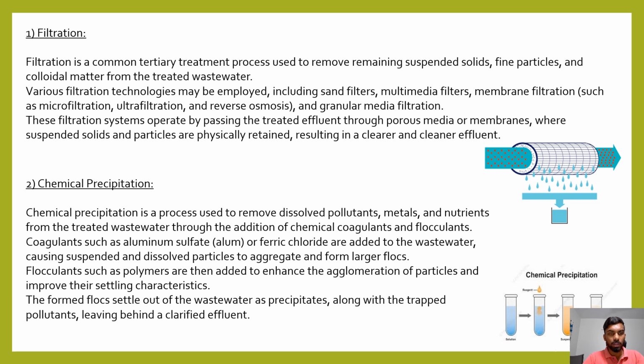Chemical precipitation. Chemical precipitation is a process used to remove dissolved pollutants, metals, and nutrients from the treated wastewater through the addition of chemical coagulants and flocculants. Coagulants such as aluminum sulfate or ferric chloride are added to the wastewater, causing suspended and dissolved particles to aggregate and form large flocs. Flocculants such as polymers are then added to enhance the agglomeration of particles and improve their settling characteristics. The formed flocs settle out of the wastewater as precipitates along with the trapped pollutants, leaving behind a clarified effluent.